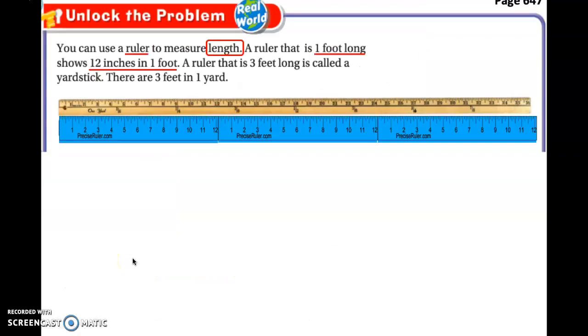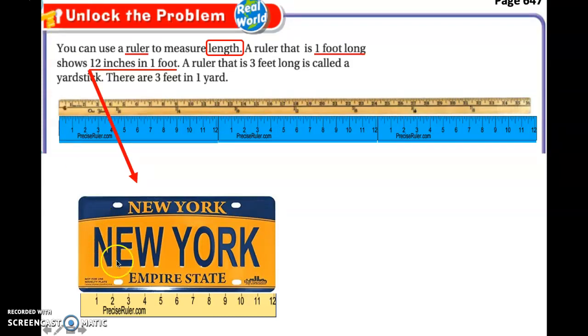Let's take a look at page 647. Unlock the problem. You can use a ruler to measure length. A ruler that is 1 foot long shows 12 inches in 1 foot. A ruler that is 3 feet long is called a yardstick. There are 3 feet in 1 yard. So we have a ruler. A ruler is used to measure length. And 1 foot long, which equals 12 inches.